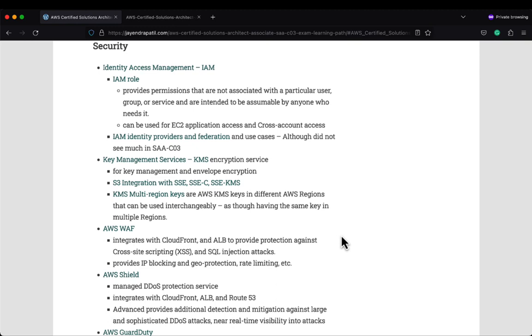AWS WAF, Web Application Firewall, provides protection against cross-site scripting and SQL injection attacks. AWS Shield provides managed DDoS protection.